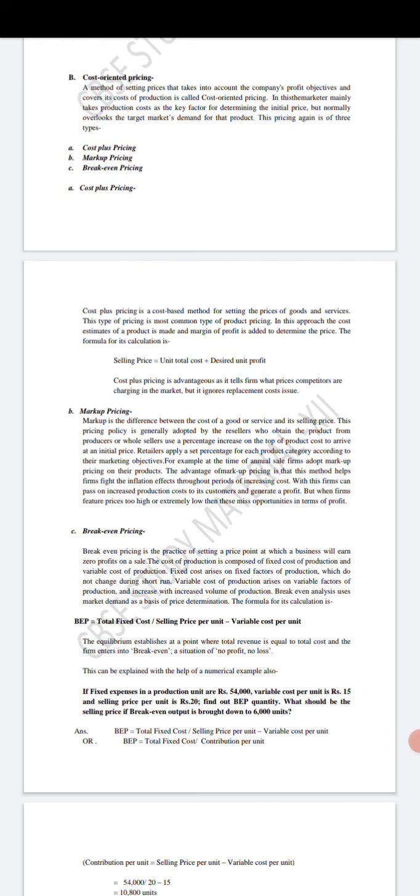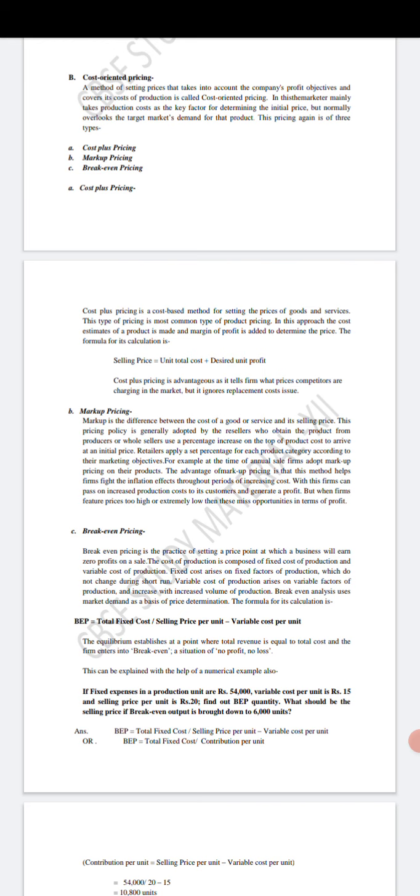Retailers apply a set percentage for each product category according to their marketing objectives. So this method is used by resellers. Just remember, resellers, wholesalers, and retailers use this method. They add something to the price, that's called markup pricing. It means the difference between cost and price is the markup. Cost plus pricing is used by the manufacturer and markup is used by the reseller, wholesaler, and retailer.